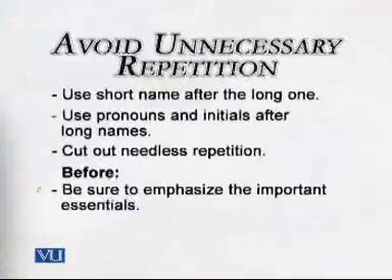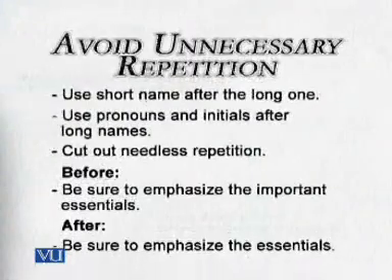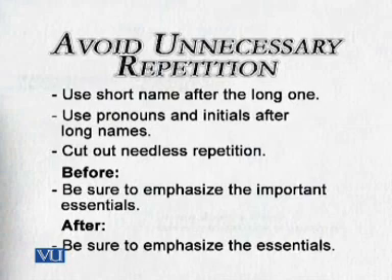Now, I'm going to give you, once again, some examples. Take a look at them and see how we can make our sentences concise. First sentence: Be sure to emphasize the important essentials. Now, this sentence is redundant. Why redundant? Because important and essentials are the same thing. Essentials always tell you that something is important. So why add an adjective, a value word, which is not needed? So we can rewrite the sentence this way: Be sure to emphasize the essentials.